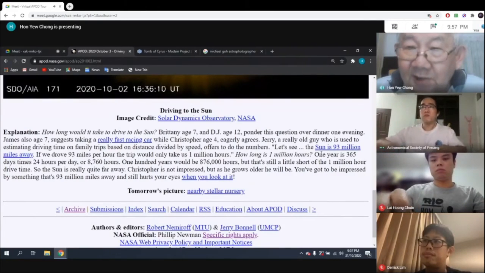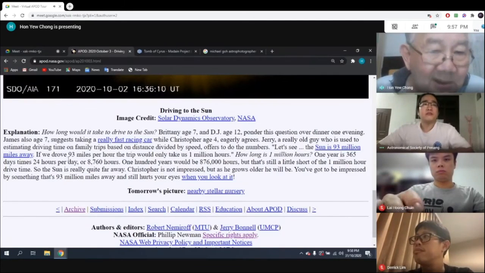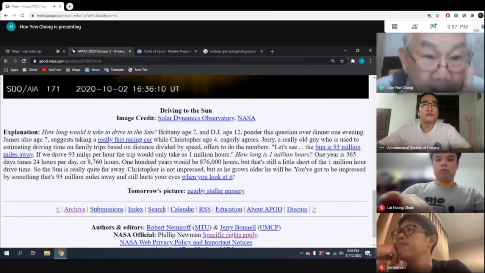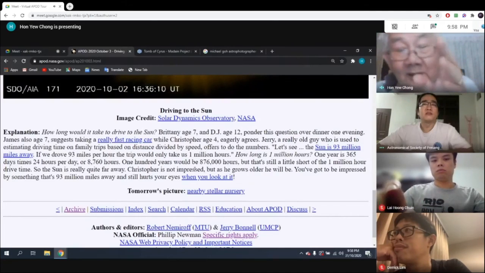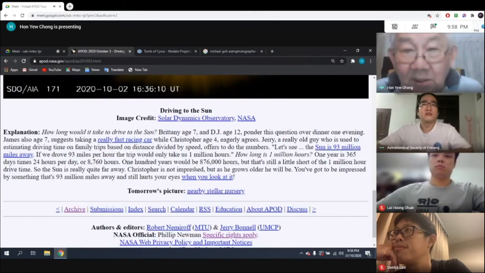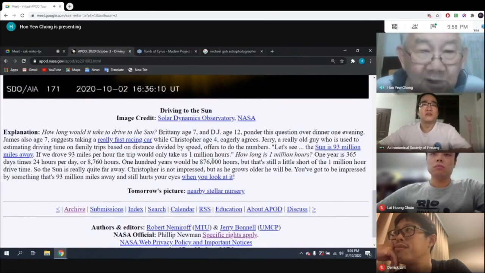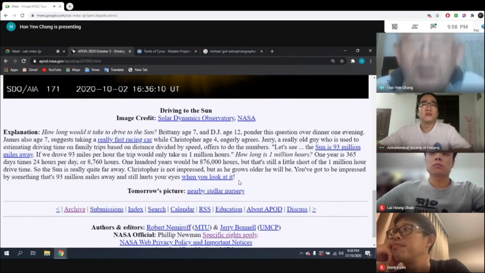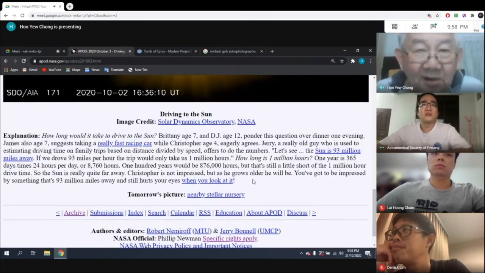Let's see. The sun is 150 million kilometers away. If we drive 150 kilometers per hour, the trip will take only 1 million hours. So if you travel 150 kilometers per hour, it will take you 1 million hours to reach the sun if you go in a straight line. All right. So basically, how long will it take to reach? So actually, 1 million hours is more than 1 year. So if you drive 150 kilometers per hour, it will take more than a year to reach the sun.